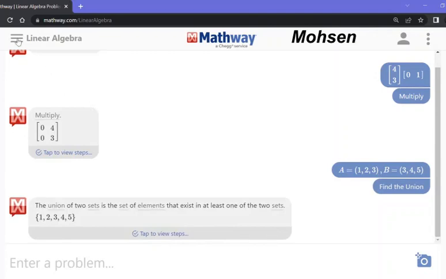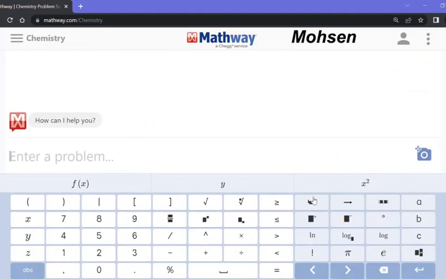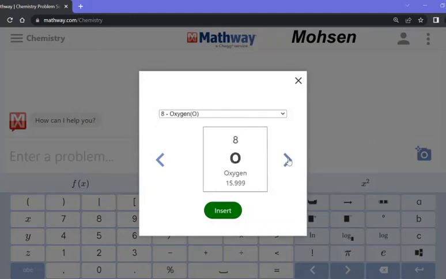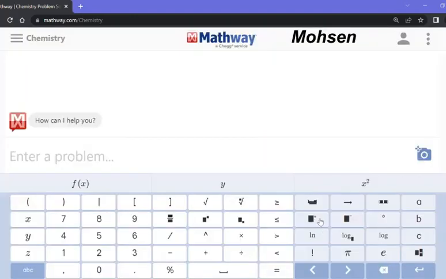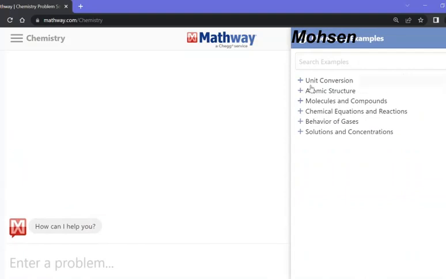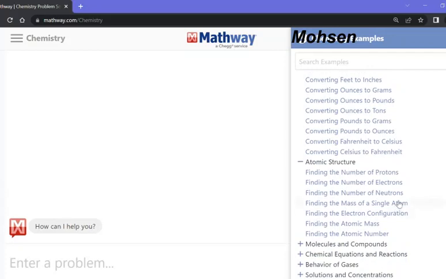The second mode is the chemistry mode. The additional tools in the chemistry mode is, here you can see all the elements in the periodic table. You can also see the positive and negative ions, arrows, degree, atoms, and all these are the tools you can use. The same, you have examples, unit conversion, all the unit conversions, atomic structure of a proton, electron, neutrons, electron configuration, anything. Chemical equation balancing, for example.